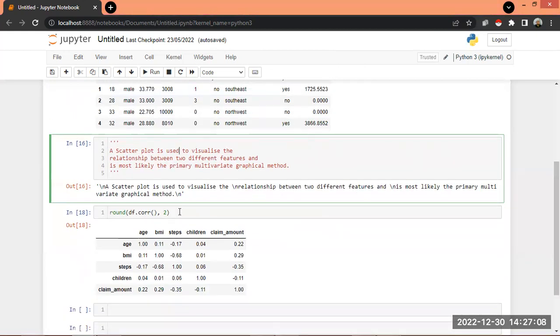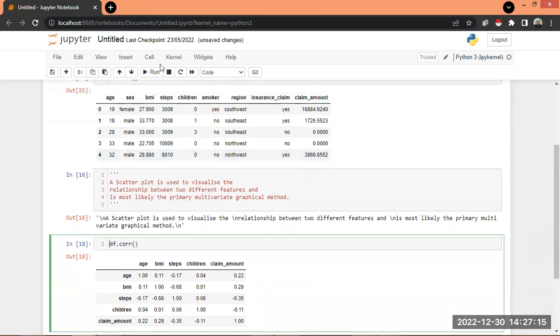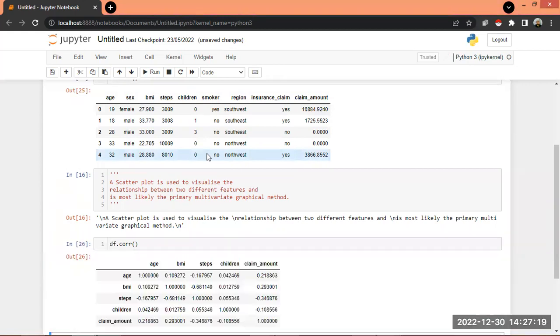So now I want to plot a correlation table for this table we have here. Okay, we have age, sex. So I want to see how related these features are to each other. So I run this.